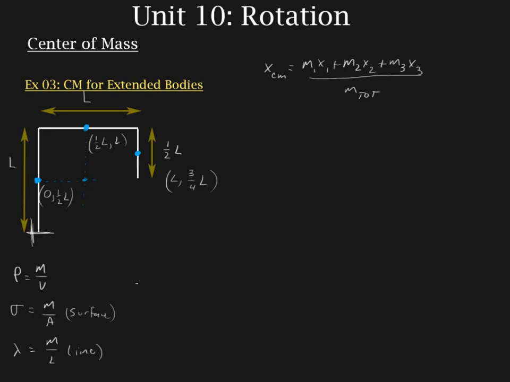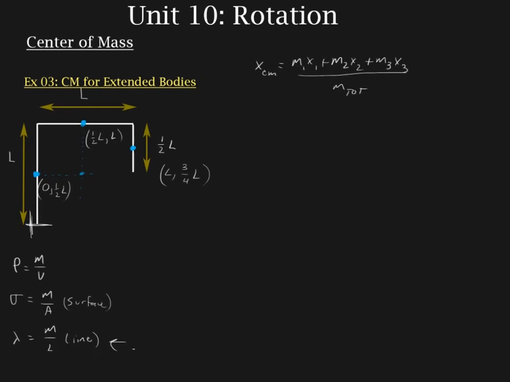All right, so how do we demonstrate what the mass is going to be? Well, it's simple. We just take this equation here and we solve it for mass. So we know that mass is going to be equal to lambda times L.